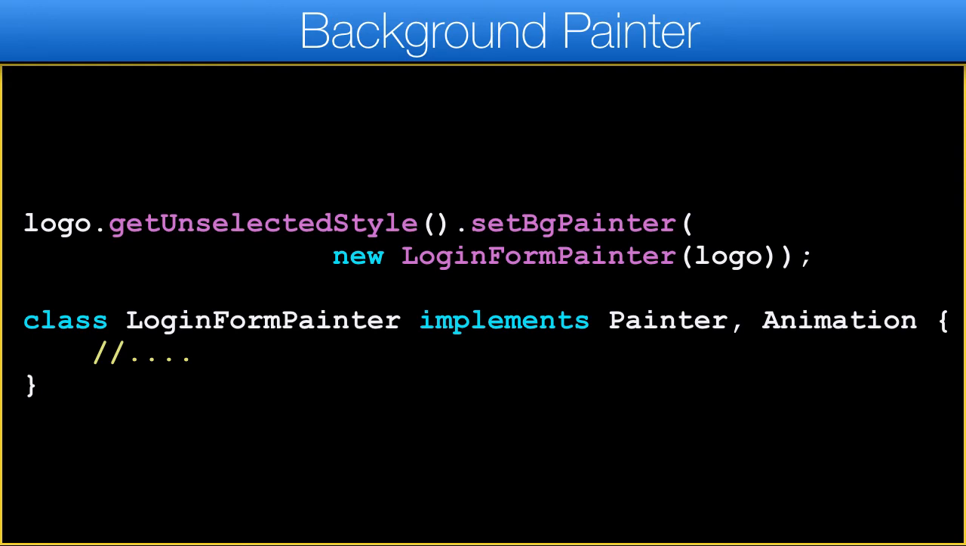Notice that normally we don't need a reference to the parent component logo, but in this case we need it for the animation. I'll go into that soon. But first I'd like to say a few words about painters. Styling can only go so far. If you want to customize the background of a component in a completely custom way, you can use the Painter API to define the actual rendering of the background.